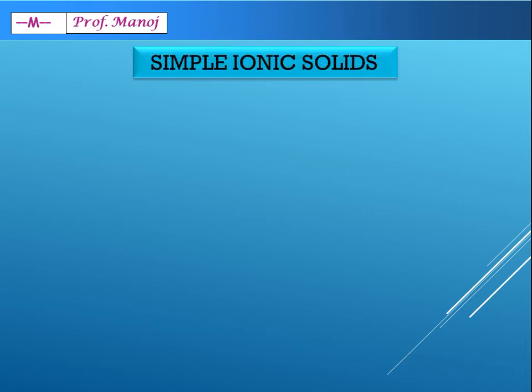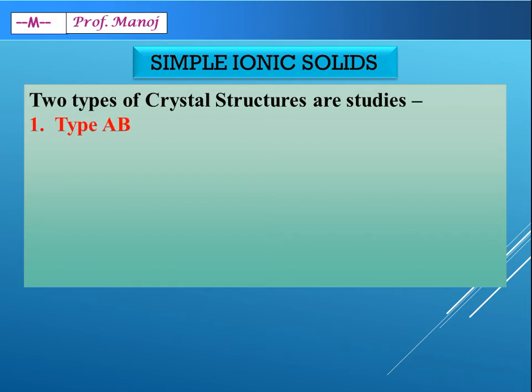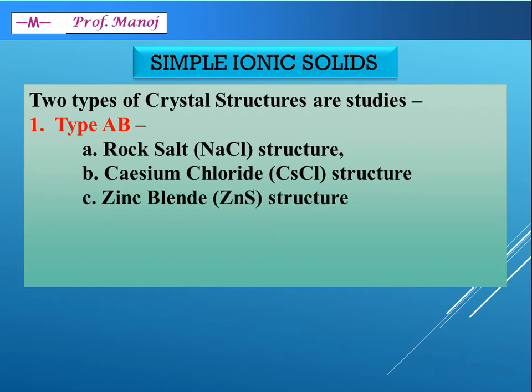Now let us come to the last part of this unit, where we study some simple ionic solids. These ionic solids are classified in different ways. First, there are two types of systems found. One is called the AB type of system. AB stands for one cation, one anion. Under that, three systems are found. First, the sodium chloride system. Second, the cesium chloride system. And third, zinc blende, that is the zinc sulfide system.